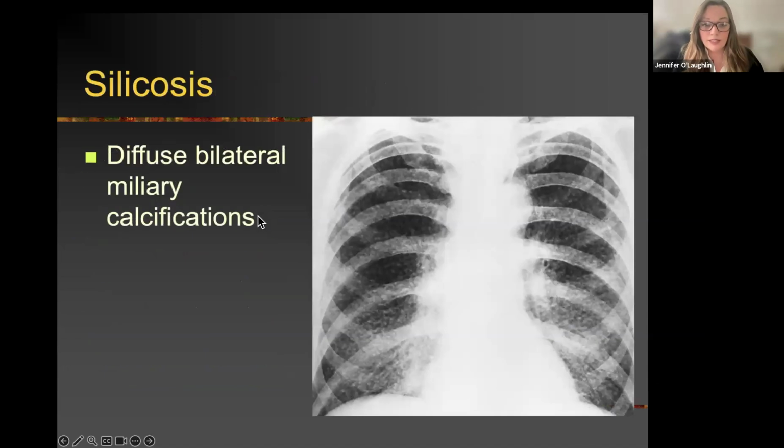So this is silicosis in that miliary pattern. You'll notice it's diffuse, it's both sides. The nodules are teeny tiny little things all over the lungs, but they're pretty well defined, and they're much brighter and whiter than you would see with miliary TB. So really bright white nodules. It looks like a really high contrast X-ray.